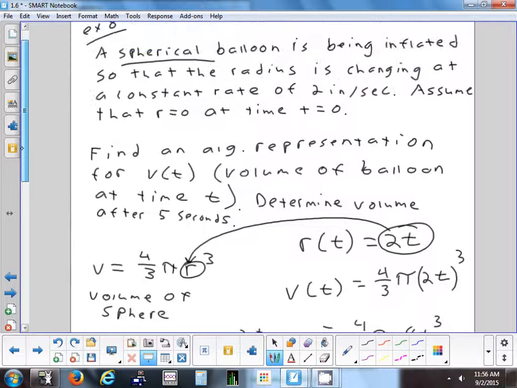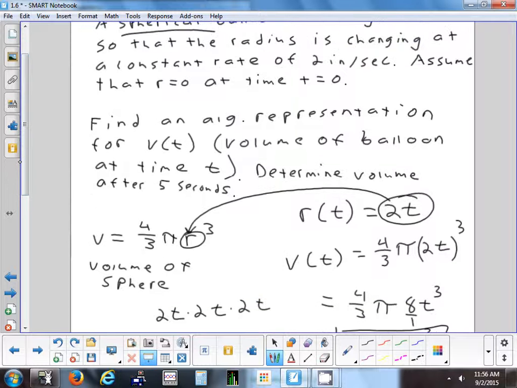Okay, anything else I should put on that final answer? Yep. Yeah, some kind of label, definitely. It's a volume. So what would be the label in this problem? Inches. You on the right track? Cubed. Inches cubed, yeah.